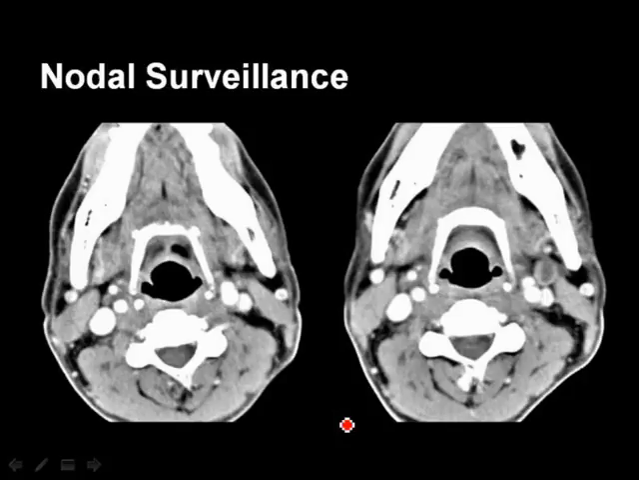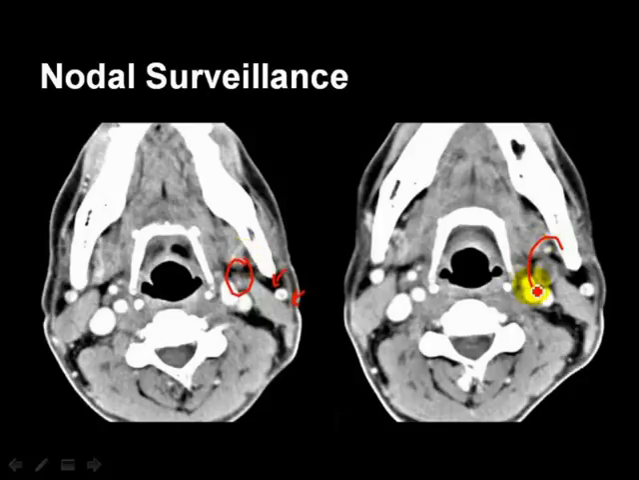And small nodes under the sternocleidomastoid muscles, for instance, this is sternocleidomastoid muscles, may not be easily felt. Now let's look at this particular patient on surveillance. There is a small lymph node here. By size criteria, you wouldn't even call it an enlarged lymph node.